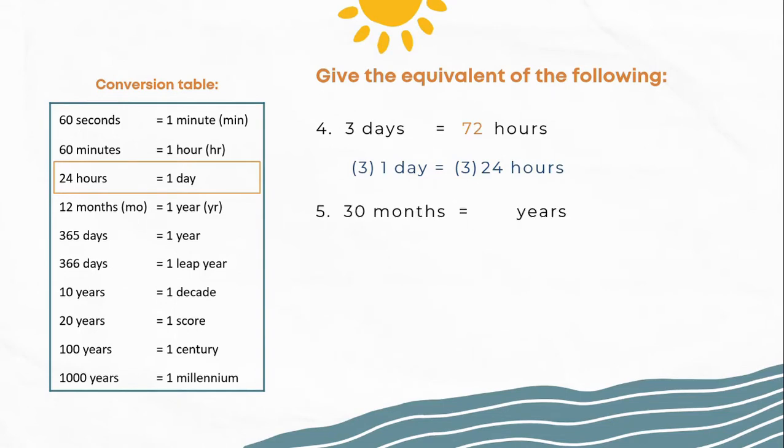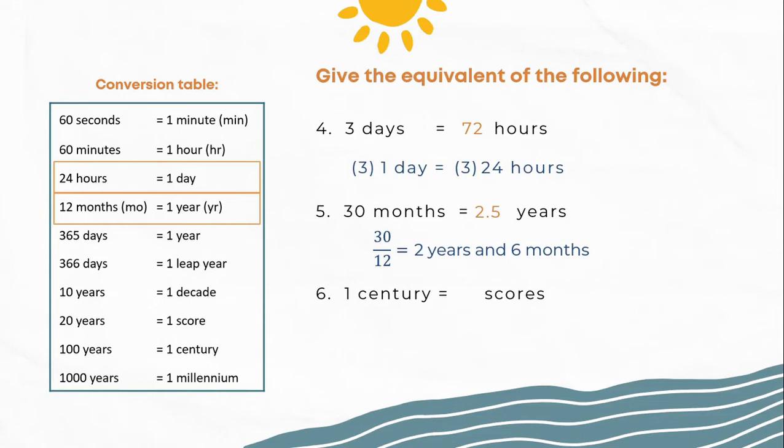For number 5: 30 months equals how many years? We have 12 months equals 1 year. We divide 30 by 12, we get 2 years and 6 months. And as we can see, 6 is half of 12 months. So we can say 2.5 years.